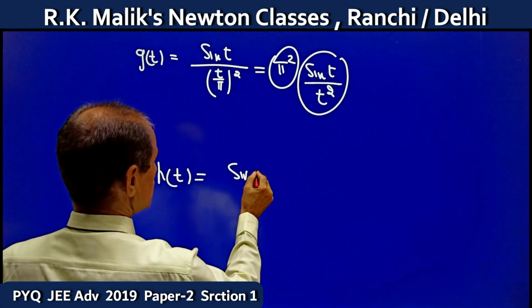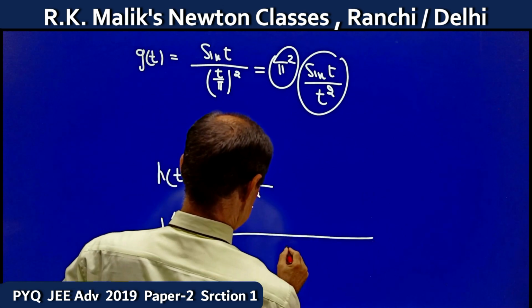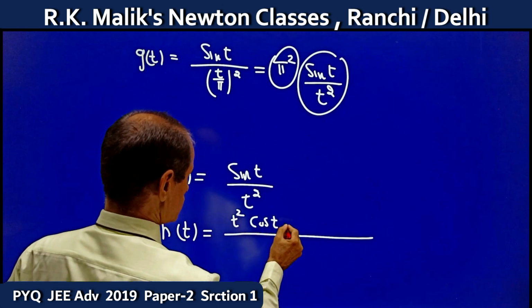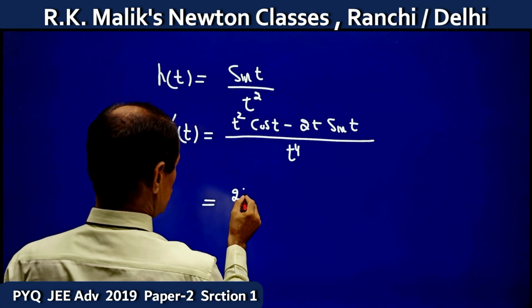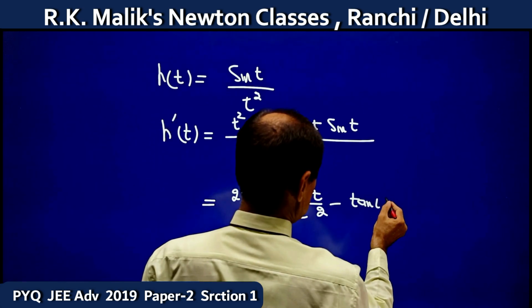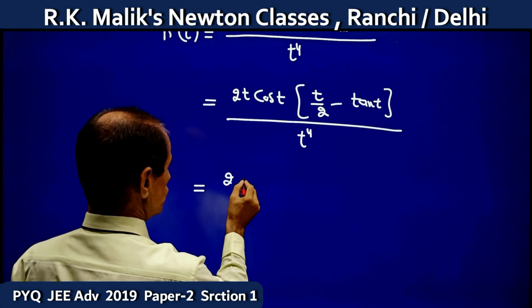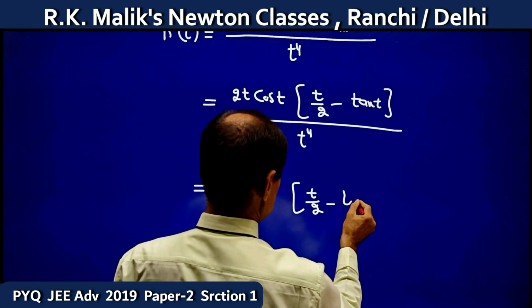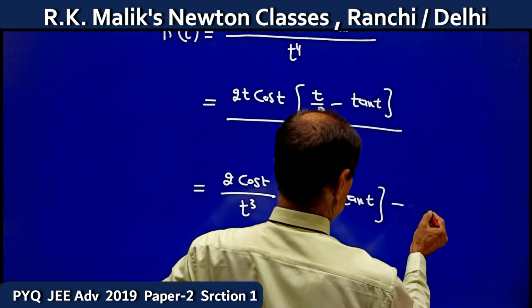I name it as h(t) equal to sin t upon t square. h dash t will become (t square cos t minus 2t sin t) upon t to the power 4, that is equal to 2 cos t upon t cube into (t by 2 minus tan t). And as usual, we put it equal to 0.